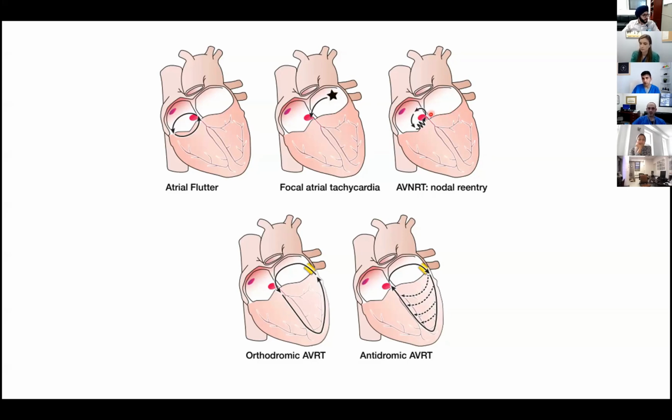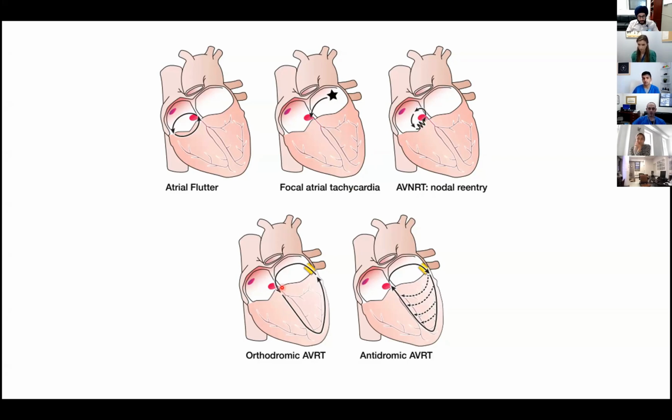In AVNRT, your circuit is within the AV node. So the main circuit is involving the slow and fast pathway of the AV node. And then everything else just gets depolarized as a consequence of this signal spreading out of that circuit, right? So that's your AVNRT.